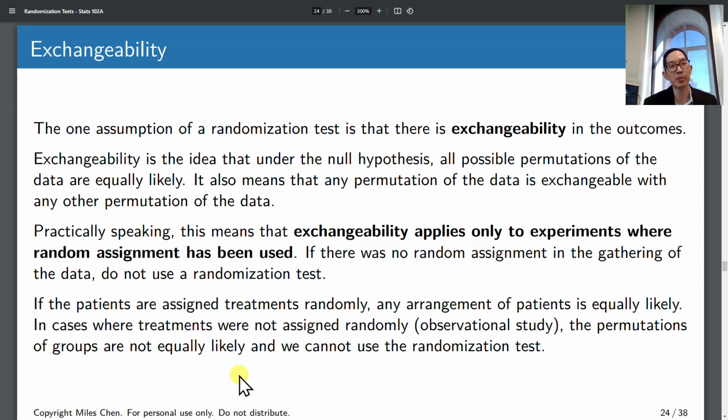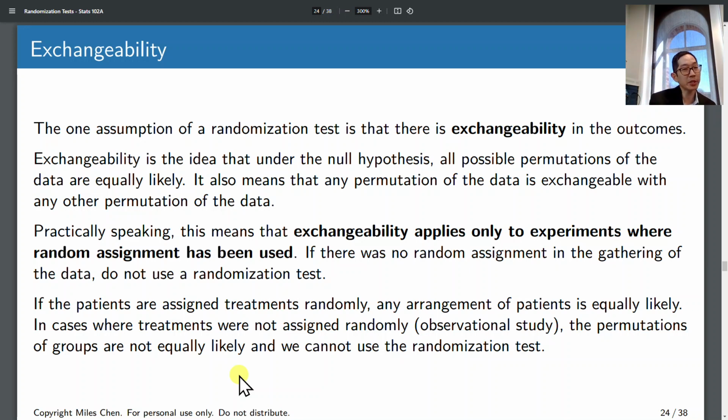So what enables us to do this, the reason why this is safe to do mathematically, is that we have exchangeability in our outcomes. If exchangeability doesn't apply, you can't do a randomization test. Exchangeability is the idea that if the null hypothesis were true, all possible permutations of the data are equally likely. It also means that any permutation of the data is exchangeable with any other permutation of the data, again, if the null hypothesis were true.